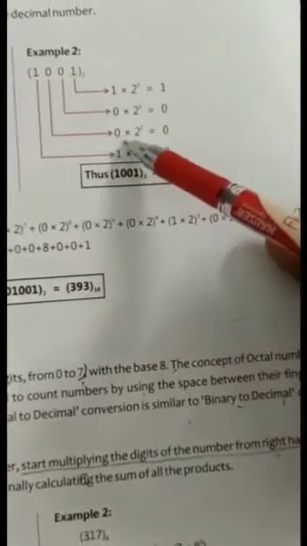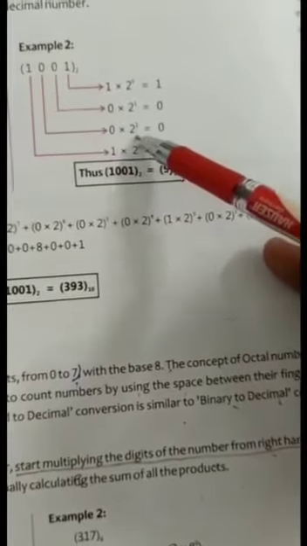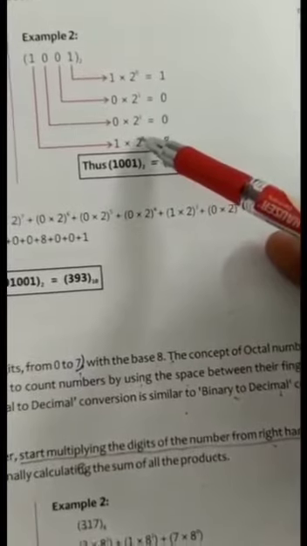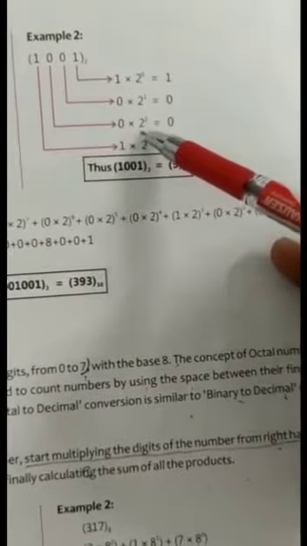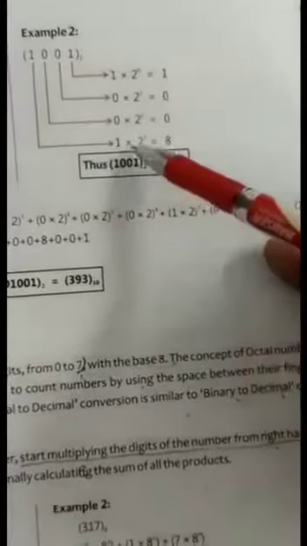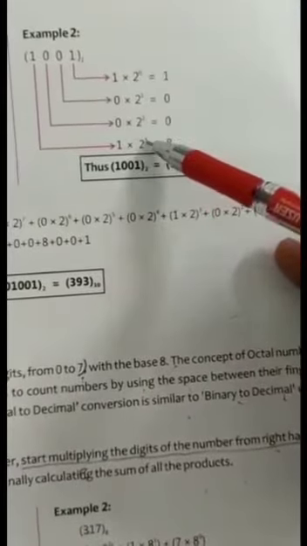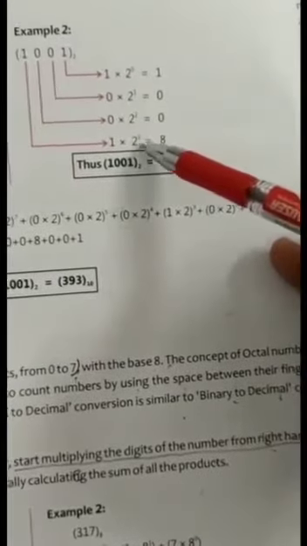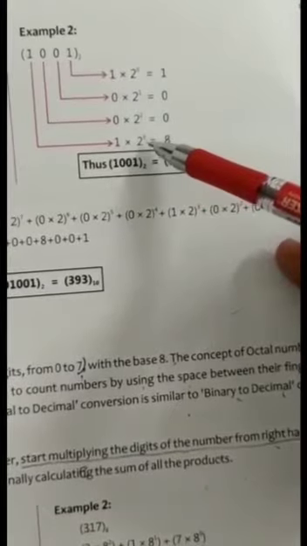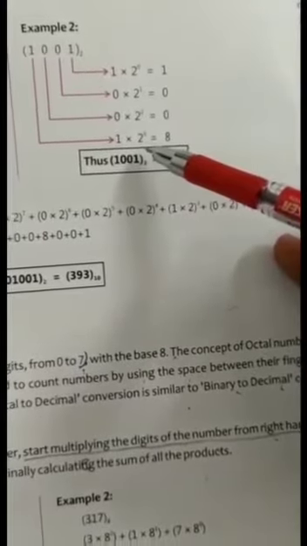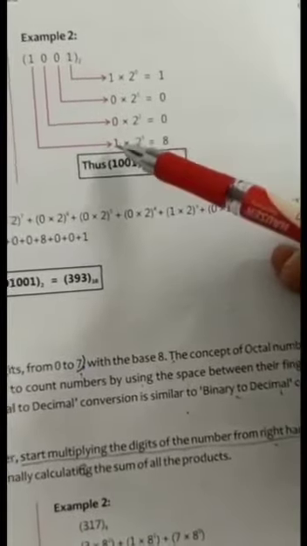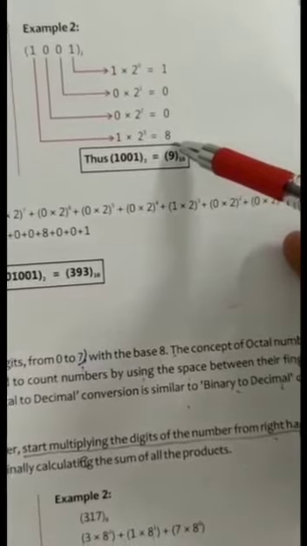Next digit is 0. 0 multiplied by 2 power 2. 2 power 2 means 2 multiplied by 2 is equal to 4, and 0 multiplied by 4 is equal to 0. 1 multiplied by 2 power 3. Power will keep on increasing, but base will remain fixed. 2 power 3 means 2 multiplied by 2 is equal to 4. 4 multiplied by 2 is equal to 8. 1 multiplied by 8 is equal to 8.